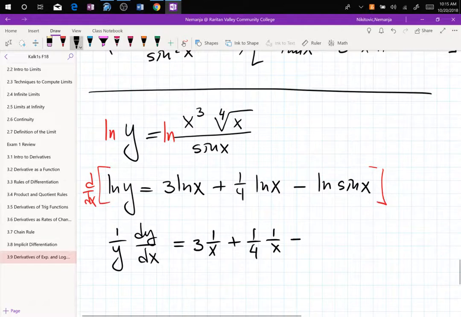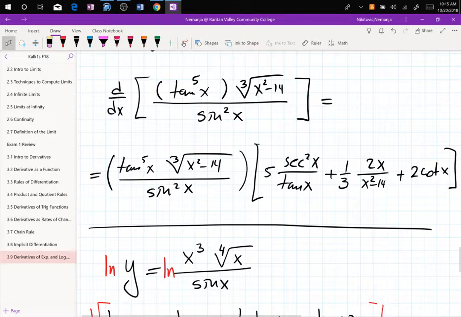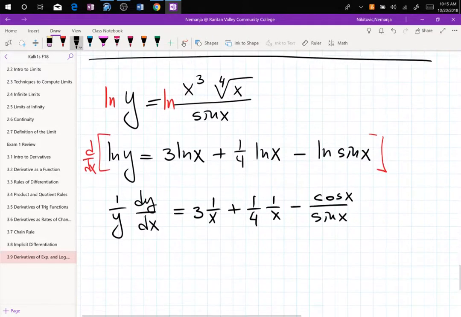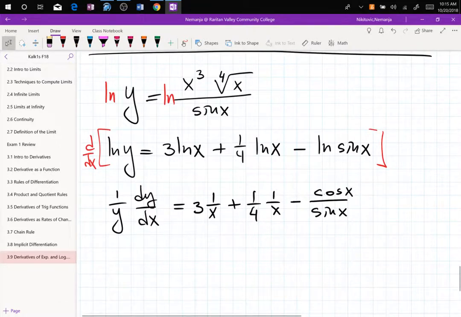minus, if you are remembering what the derivative of ln is, you copy the function in the denominator and you put its derivative on top. So derivative of sine is cosine. Oh, did I? Yeah, I made a mistake. This was supposed to be a minus over here. It's okay.